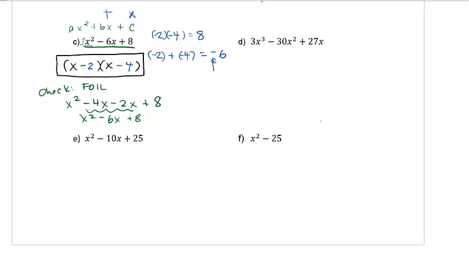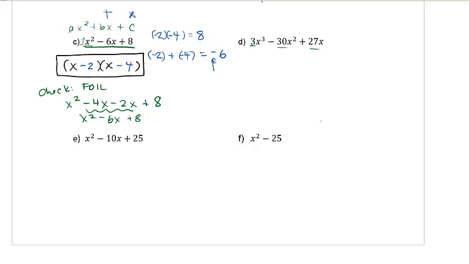For example D, we have again a trinomial. It looks like the one we just did in example C, but we notice that there does exist a GCF, or a common factor, for all 3 terms. So the first thing we need to do is factor that GCF out, or take it out of the polynomial, and then see if we can continue to factor from there.